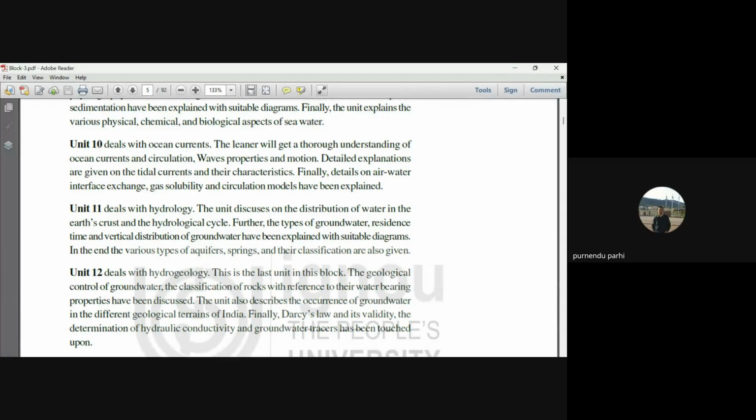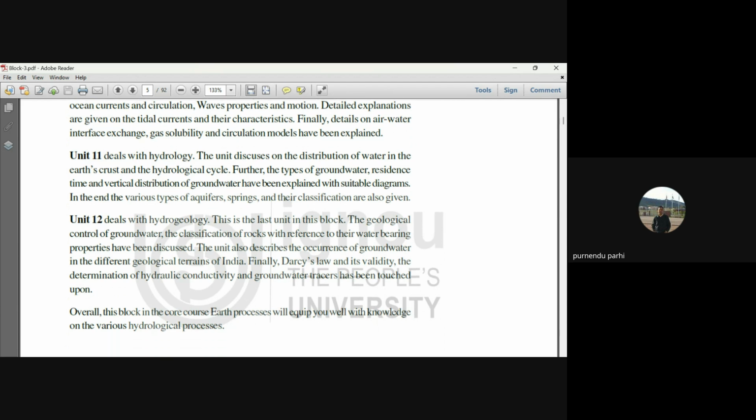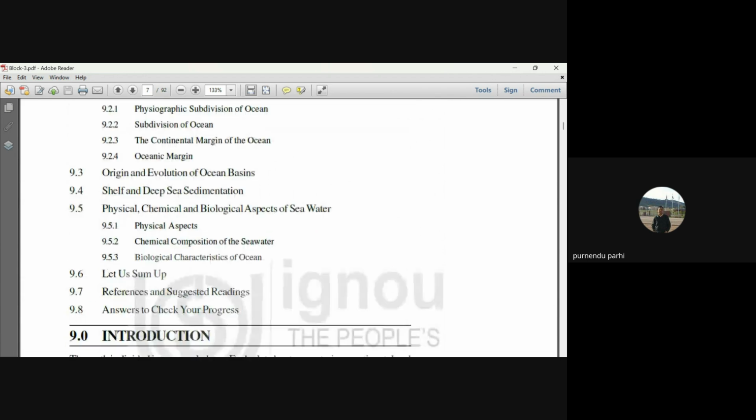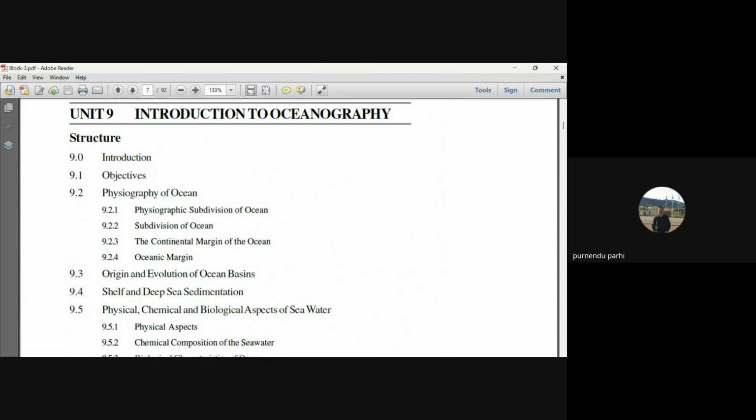book. The geological control of groundwater, the classification of rock, and reference to their water-bearing property have been discussed. The unit also describes the occurrence of groundwater in the different geological terrains of India. Finally, there is Darcy's law and its validity. The determination of hydraulic conductivity and groundwater tracers has been touched upon. So we'll start this with Unit 9, Introduction to Oceanography.